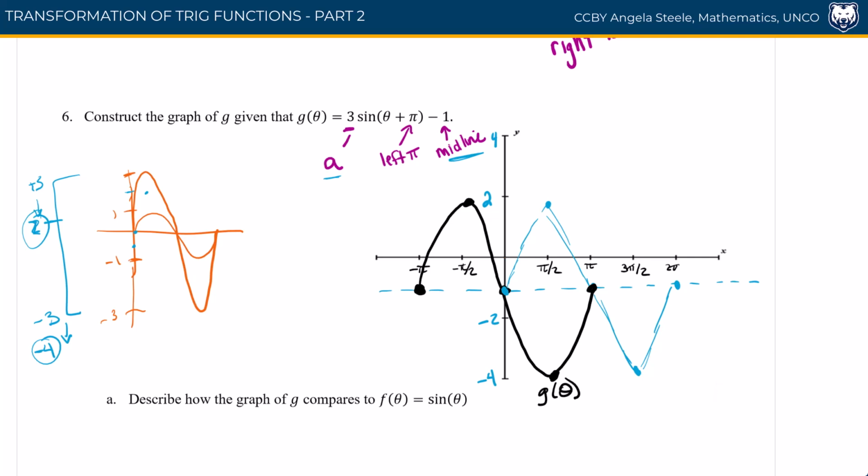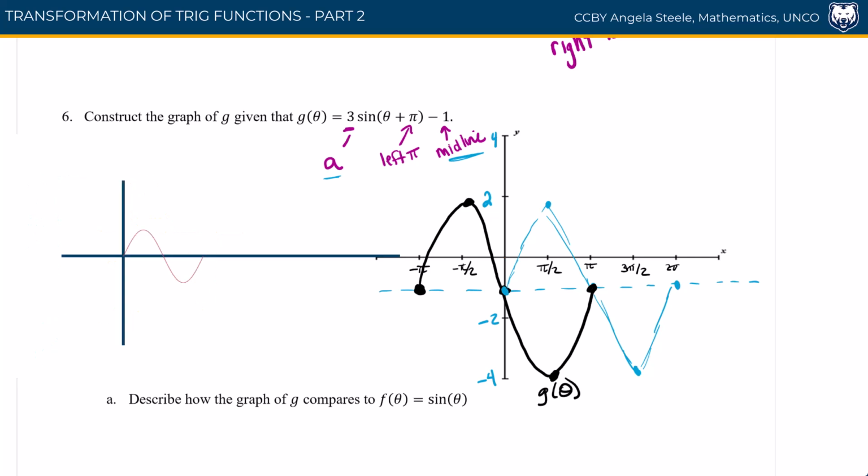Okay, and then here it says describe how the graph of g compares to the original sine function, and we listed all of those right here. That 3 is our amplitude, so that vertically stretches our graph. The pi, because it's with the input, means it's going to be shifting left pi, and then the -1 on the outside represents that we're shifting the midline down 1 unit.